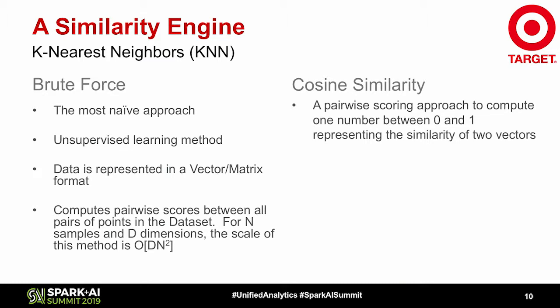It's the most naive. It's considered an unsupervised learning method. You represent the data in vector and matrix format, so it's ripe for linear algebra math. As an end result of this algorithm, you produce pairwise scores between all of the pairs of points in your data set. So for n samples, in our case n objects or n documents, or whatever your input features are, and d dimensions, in our case the d tokens of the vocabulary, the scale of this method is on the order of d times n squared. The engineers out there, people who work in Scala, will look at that and groan and say, that's not going to work. It's going to blow up quickly.